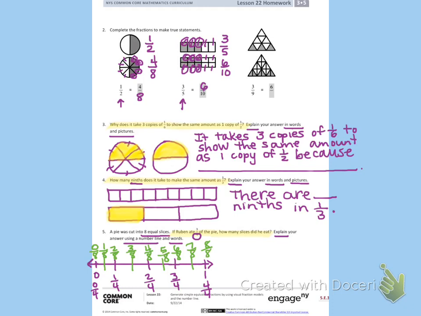Now let's see if this helps me figure out the answer. If Reuben ate 3/4 of the pie, how many slices did he eat? Well, here's 3/4. And it says 3/4 is the same as 6/8. So, when a pie is cut into 8 equal slices, Reuben ate 6/8 of the pie. How many slices is 6/8 of the pie?